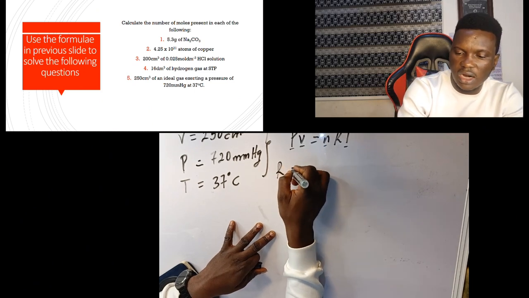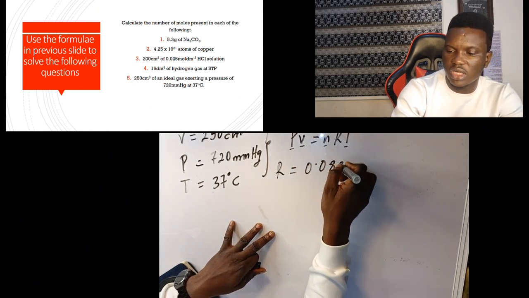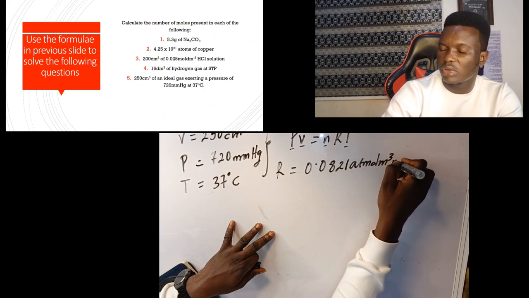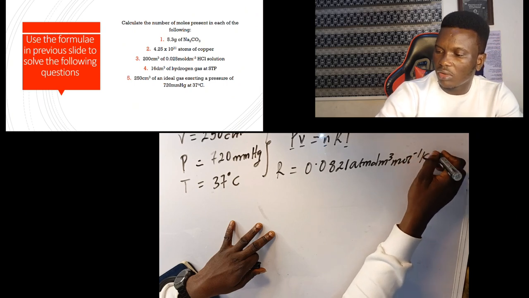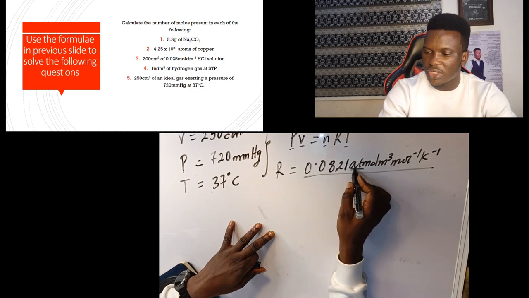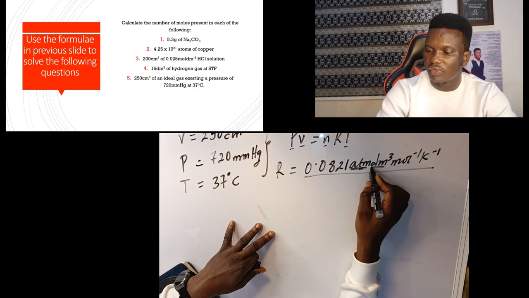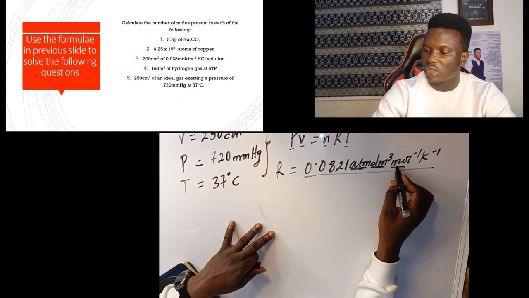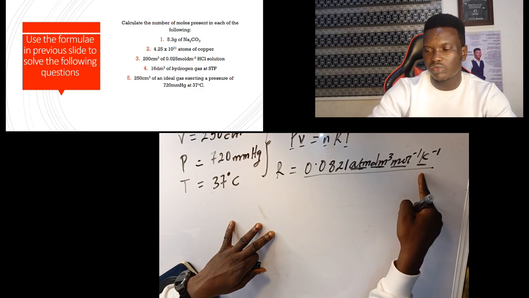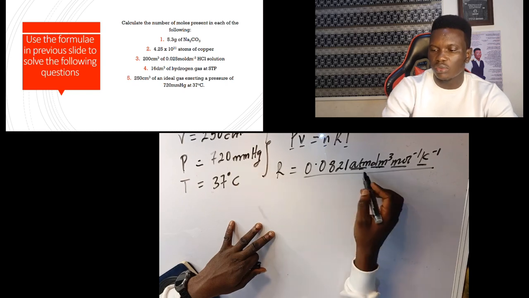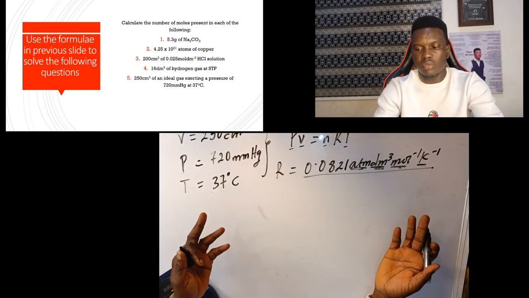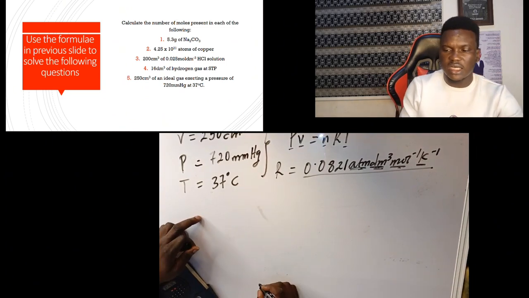If you're given R to be equal to 0.0821 atmosphere dm cube per mole per Kelvin, that's the unit of R. This means that the pressure must be in atmosphere, the volume must be in decimeter cube, the number of moles must be in mole, and the temperature must be in Kelvin. Whatever you are supplied, you must convert it before you use it in this equation. So you might have gotten it wrong. Let's see how to do that.